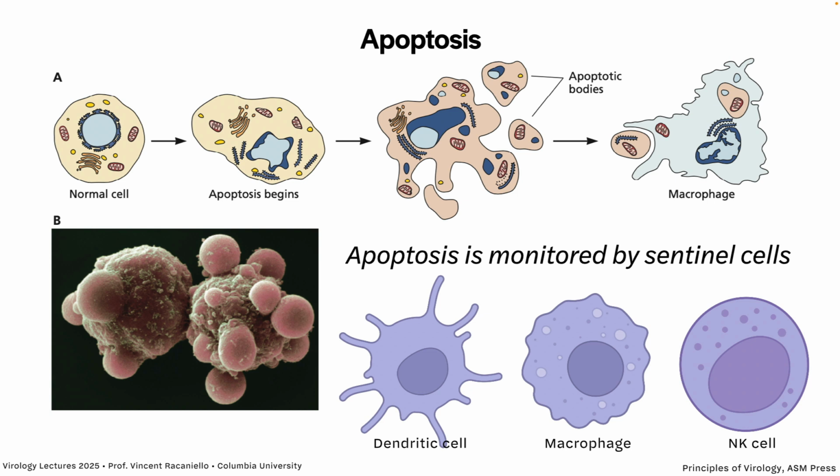Apoptosis, programmed cell death. A virus infects a cell, the cell senses it, it undergoes programmed cell death. The idea being preventing virus reproduction so you spare the organism. Now, in the process of apoptosis, the cell releases what are called apoptotic bodies, and these are bits of the cell, and they may contain viral proteins, and so they are picked up by what we call sentinel cells. These include dendritic cells, macrophages, and NK cells, because they're going to figure out if there are foreign proteins in those apoptotic bodies. We'll come back to this later.